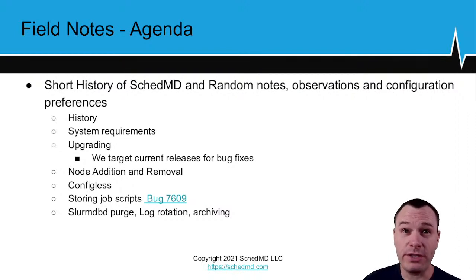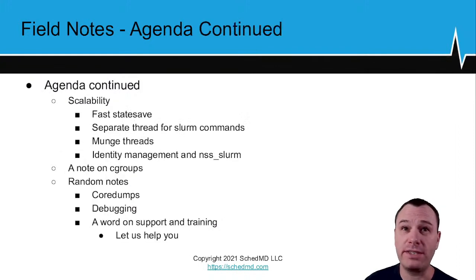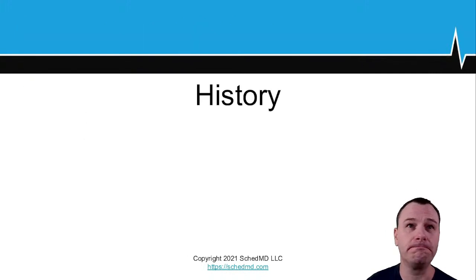I'll get into a short history of SchedMD and Slurm to better understand the company and the developers behind Slurm, the best practices when upgrading to newer versions of Slurm, adding and removing of nodes, a feature we see more and more adoption of called Configless, a new feature for storing job scripts, and Slurmdbd purge, log, rotate, and archiving. A few notes on scalability and what you should be aware of, a quick note on Cgroups, and a few random notes on coredumps, debugging, and finally our support offering.